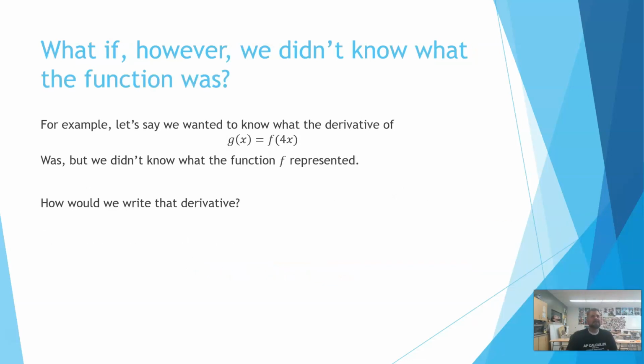Okay, and so what would happen, however, if we didn't know what the function actually was? Like if I had g of x just equals f of 4x, and I wanted to know what that derivative was. The way I would write that derivative is I'd say, okay, I'm going to take the derivative of g, so I'm going to find g prime. Then I would realize that f is my outside function and 4x is my inside function. So I would still use the chain rule the way I've used it before. I would just go f prime, and then I would leave the inside alone, and then I would multiply that by the derivative of what is on the inside, which would be 4.